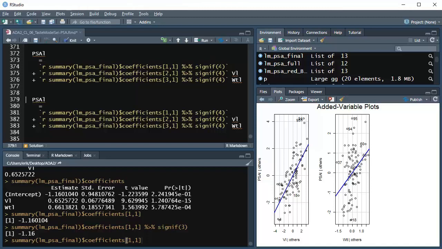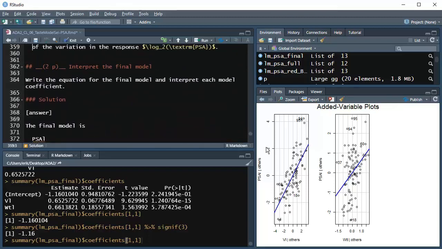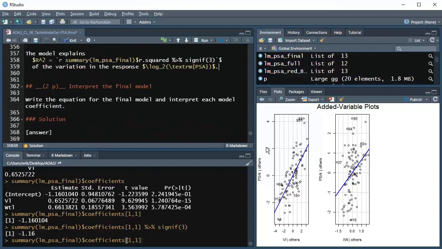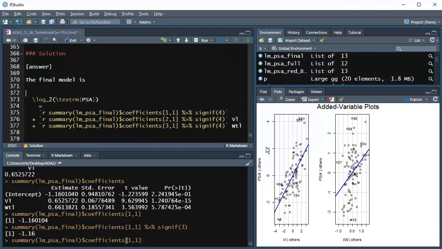So we'll reduce this to 3 in our improved version. All right, so PSA is actually the log 2 of PSA, and we already put that code up here. So I'm going to copy that from up there and bring it down here. That's actually our response variable. I'm also going to typeset this as a display equation by wrapping it in a double $ sign.